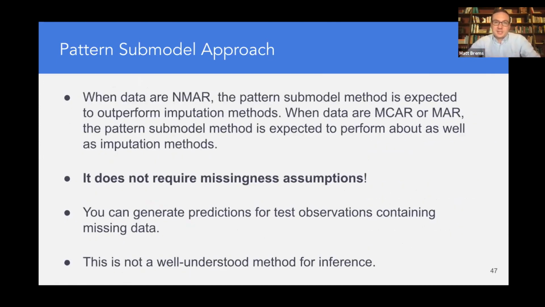You can generate predictions for test observations containing missing data. If instead, let's say that you did an imputation approach where you did fill in all of your missing values in some way or another, and you've got a test observation that has some missing values in it, you then have to fill in that test observation's missing values with estimates, then put it into the model. Here, with the pattern submodel approach, you don't have to do that. If there's a test observation that contains missing data, you just match it up with the corresponding pattern of missingness and fit it into that model. The downside here is that this is not a well understood method for inference, this pattern submodel approach.